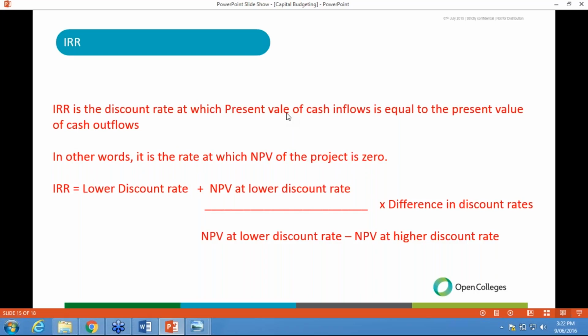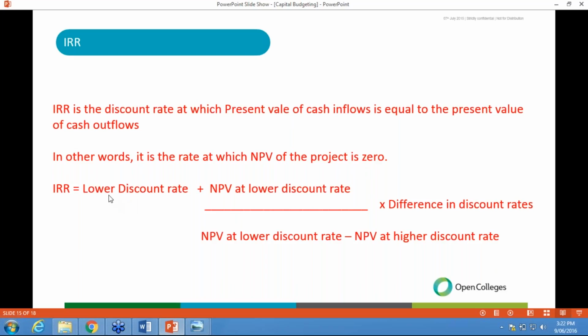So sometimes in questions, they may ask you to calculate the IRR rate. Of course, you will see lots of online links to calculate IRR. But as I said before, today I'm going to show you the manual calculation of these methods. So how do we calculate the IRR method?